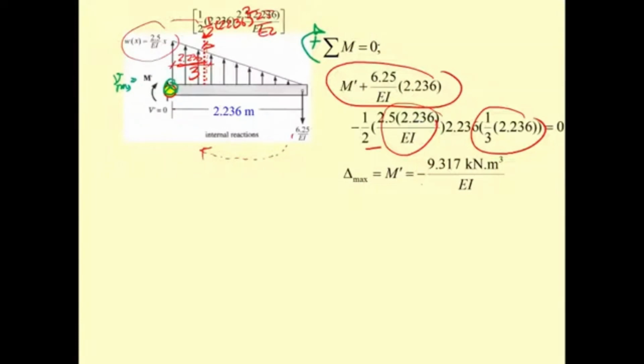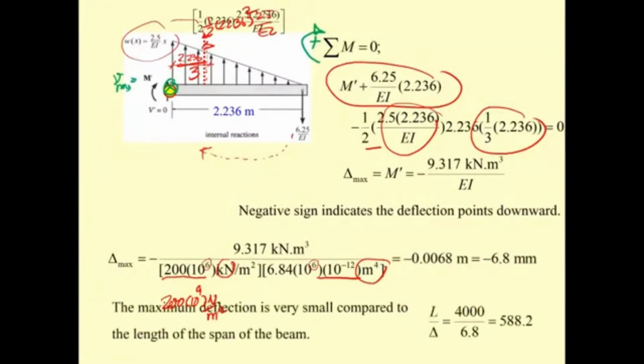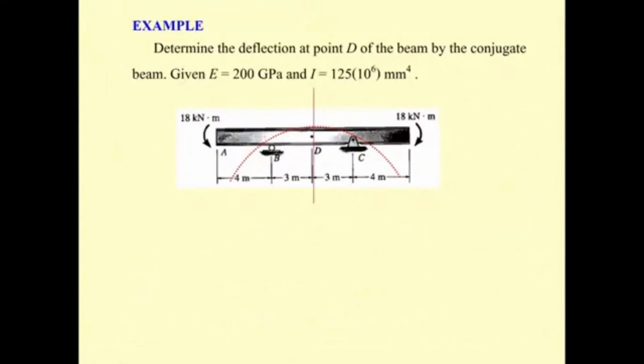The minus sign indicates that it's going to be downward. Okay, negative sign. And then if you input the EI, since this is in kilonewton, 210 power 9 Newton per square meter must change to 10 power 6, and also millimeter power 4 needs to change to meter power 4. And then you get 6.8 millimeter, and 6.8 is kind of small. Okay, it produces the ratio of 588.3, which is larger than 260. So it's okay. Okay, that is our first example.